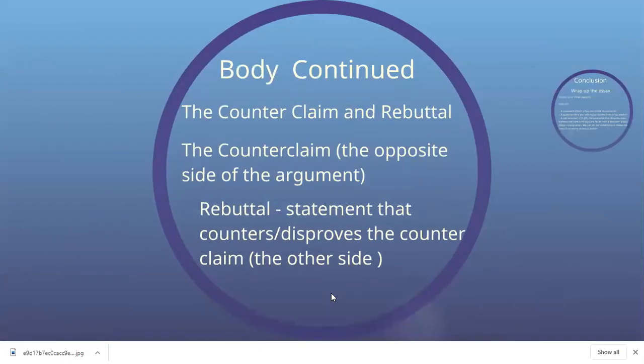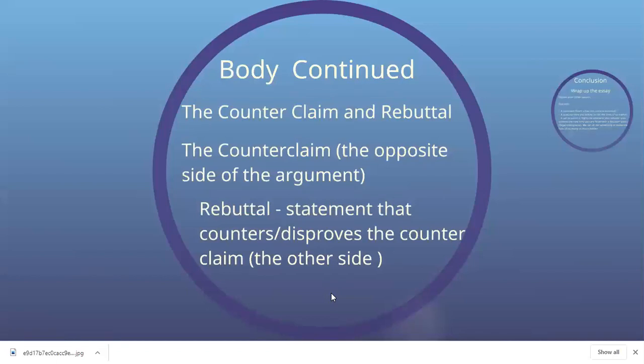And then you want to do your counterclaim. You always have to do the back side of it. So one question could be, should the drinking age be lowered from 21?